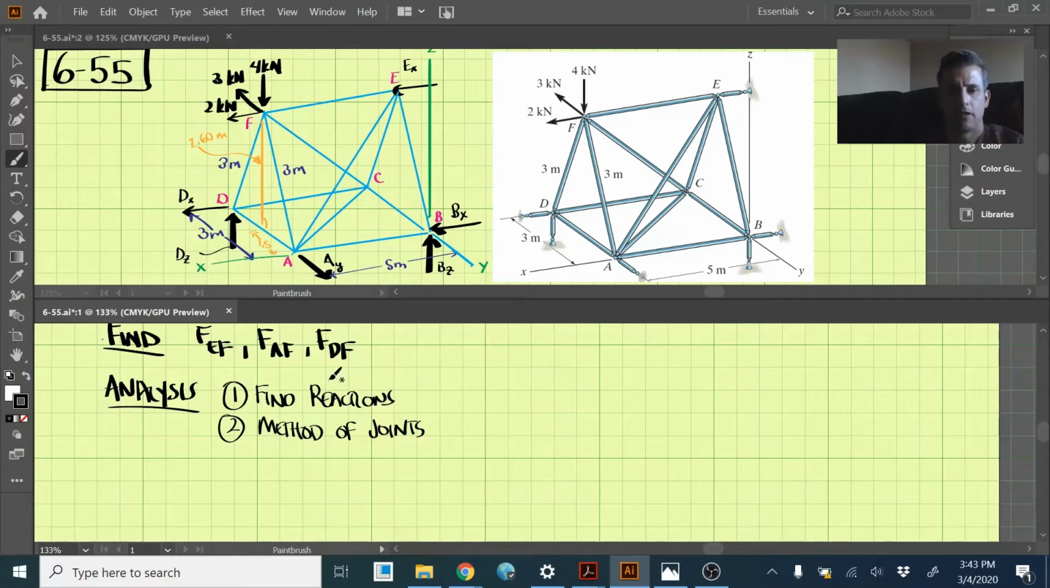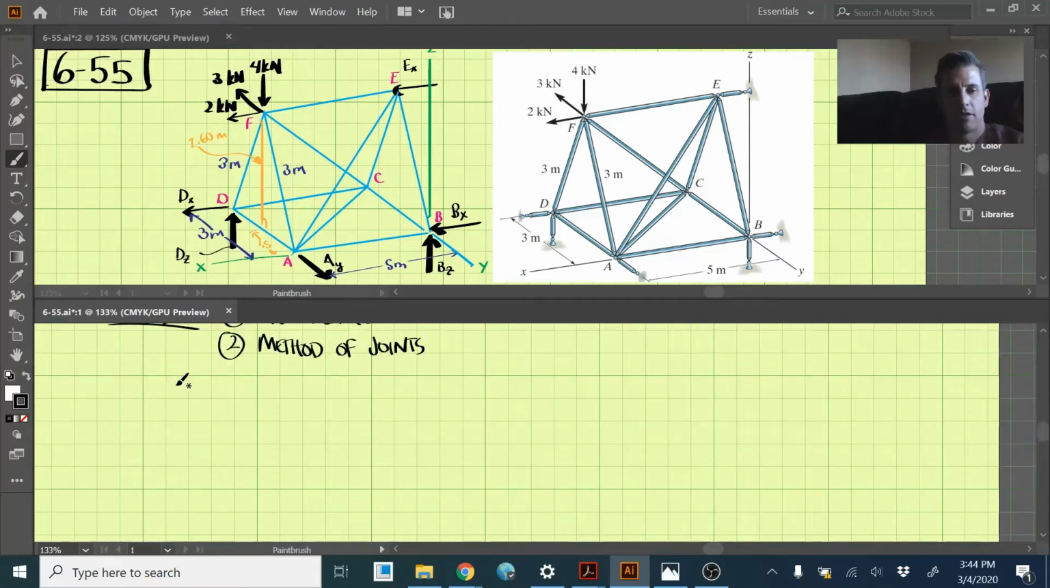Okay, so to solve this problem, we're going to do it in two steps. We're going to find the reactions first at these points where they connect to the short links, and then move on to the method of joints to figure out FEF, this top member here, FAF, which is this member here, part of this triangle, and FDF, which is this member here. Okay, so let's start with the reactions.